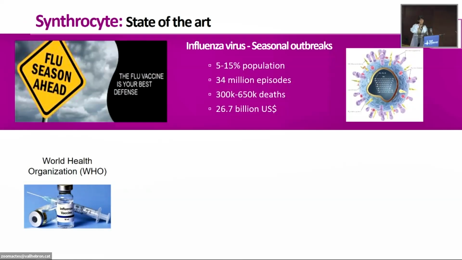I'm sure that most of you have got flu at least once in your life. And I'm sure that all of you know that the influenza virus mutates very fast. And this is what produces these seasonal epidemics. And this is why we need to reformulate the vaccine every single year.